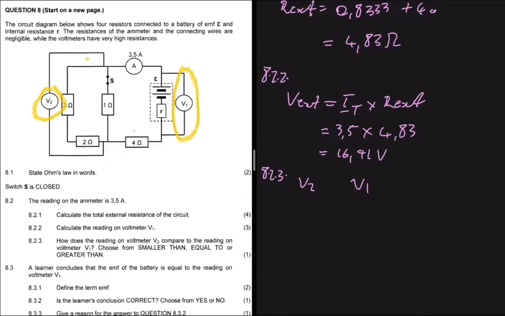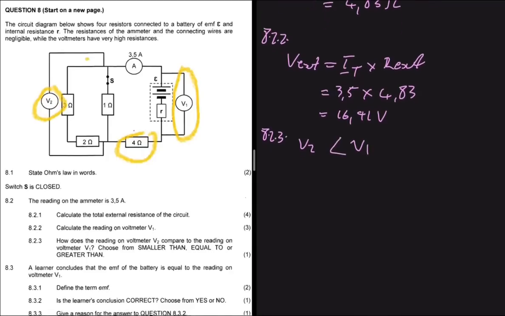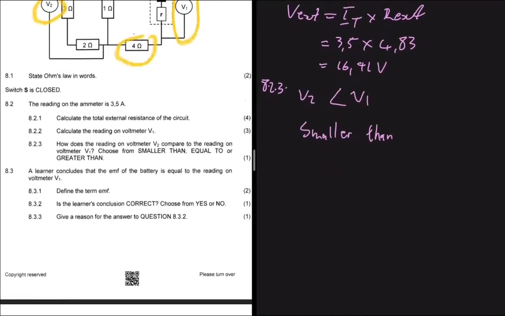And V external will obviously be greater than VP, right? Unless we didn't have this resistor here, then V external would be equal to VP. But in this case, we have that resistor there. So V external is definitely greater than VP, right? So V2 is less than the reading on V1. So we can write smaller than here. And yeah, I think that's it. We can move to 8.3 now.